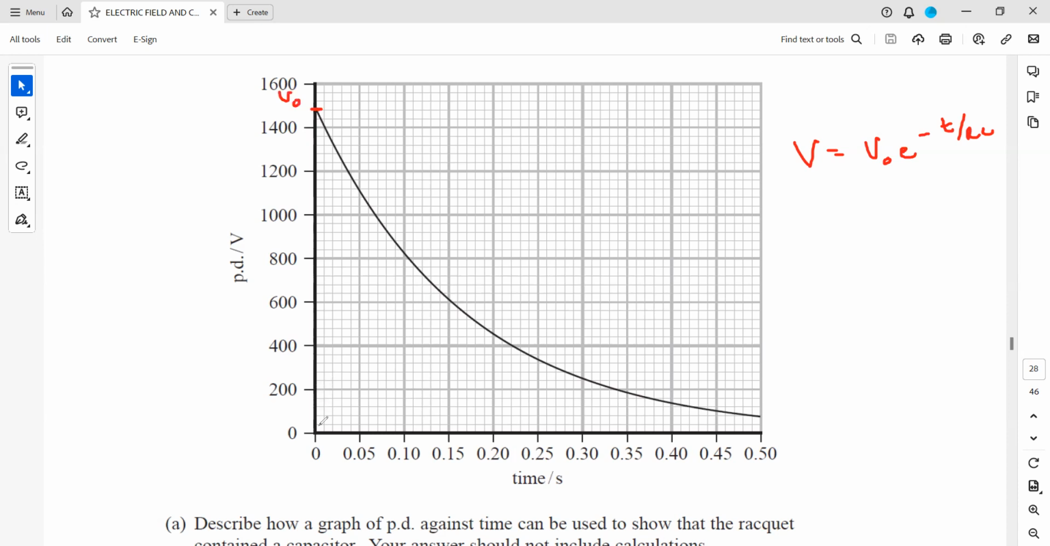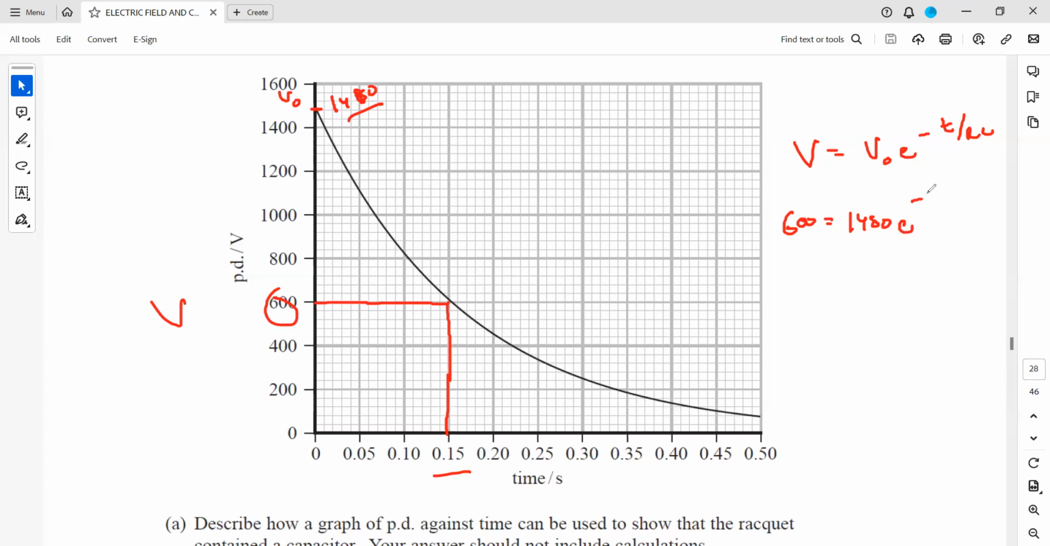10 boxes equals 200, 5 boxes equals 200, so each is representing 40. So this will be 1480, V naught. And at any time interval, I'm taking 600 as the new value, and the time interval is this. So we have this V, this will be V. So we have 600, we have V naught.